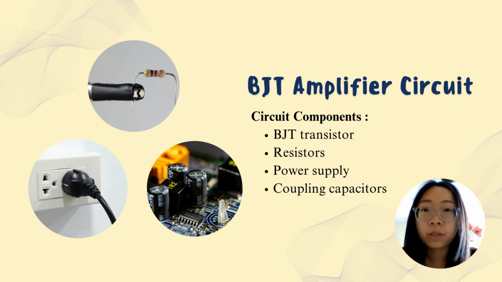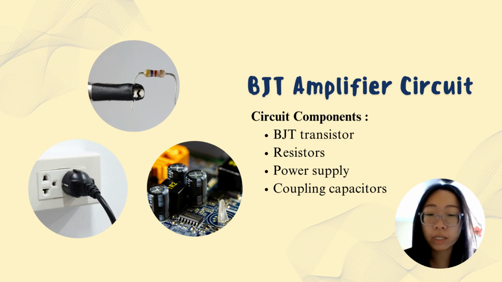This slide shows the basic components of a BJT amplifier circuit. The circuit consists of a BJT transistor, several resistors, coupling capacitors, and a power supply. The transistor serves as the main amplifying element. The resistors establish the correct operating condition for the transistor, while the capacitors help pass the desired signal and block unwanted direct current components. A commonly used configuration is the common emitter amplifier.